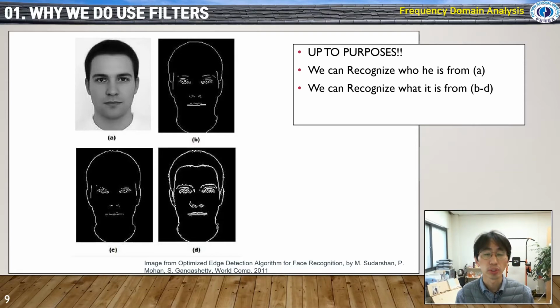If our purpose is to recognize who a person is, then we probably need all the original information. But if our purpose is just to recognize whether this object is human or an animal, then we may need only the edge information. That is enough for the purpose.